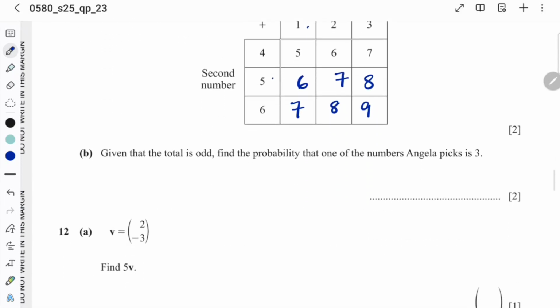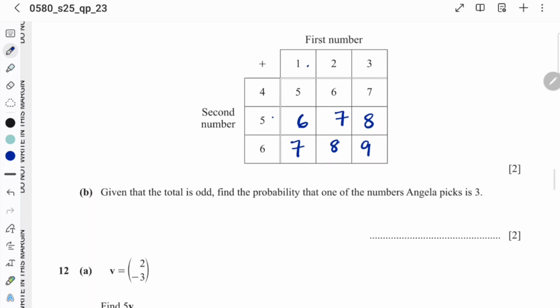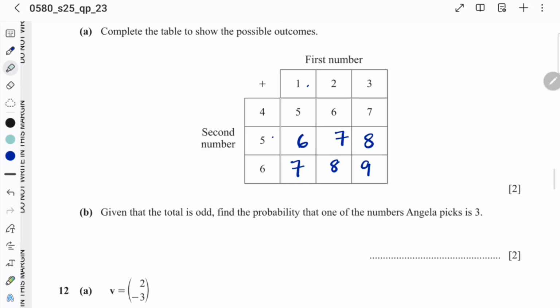Given that the total is odd, find the probability that one of the numbers Angela picks is 3. So we'll have to only see how many odds are there, and from those odd numbers, we'll have to pick 3. The odd numbers are 5, 7, 7, 7, and 9. So there are a total of 5. Out of 5, we'll have to see how many have a 3 in them.